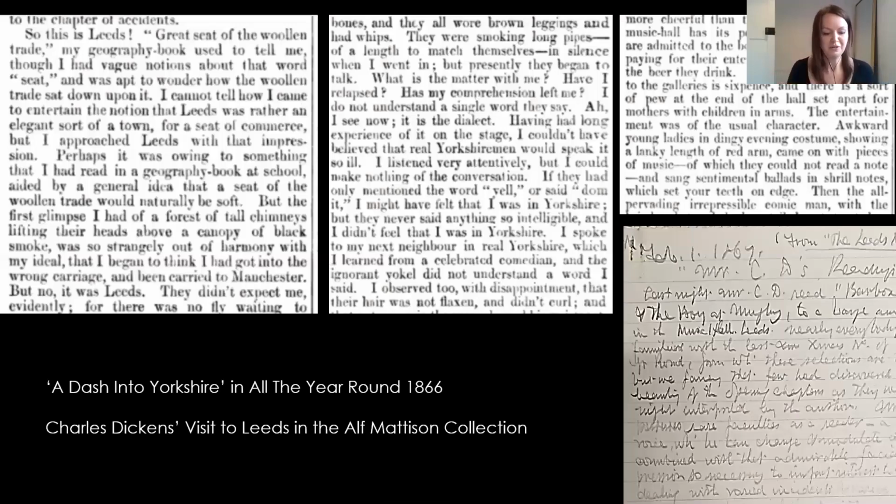Sorry, this slide's a bit blurry, so I'll read out bits. But Dickens didn't just publish fiction in his periodicals, like we saw from the Arctic stories. We also have this wonderful account of his visit to Leeds in 1866. And this is in All the Year Round. You can come and see this and read it for yourself. And it's a rather scathing report on Leeds.